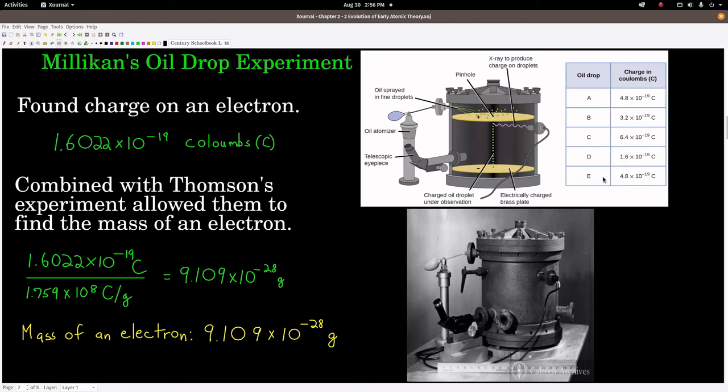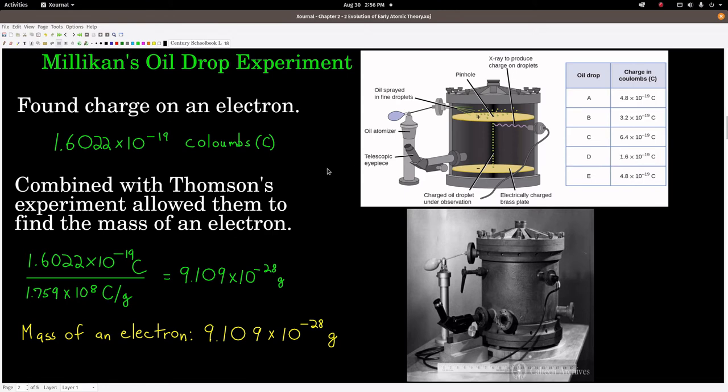And what he was looking for was the smallest electric charge, because he knew that electrons couldn't be divided up. Either it was there or it wasn't. And so that means that the smallest electric charge that he found likely was the charge on a single electron, which is what he was trying to find.